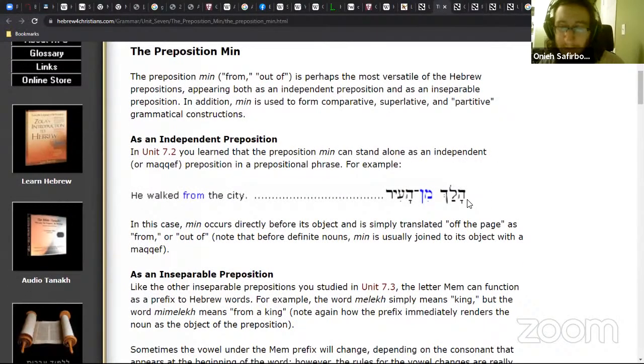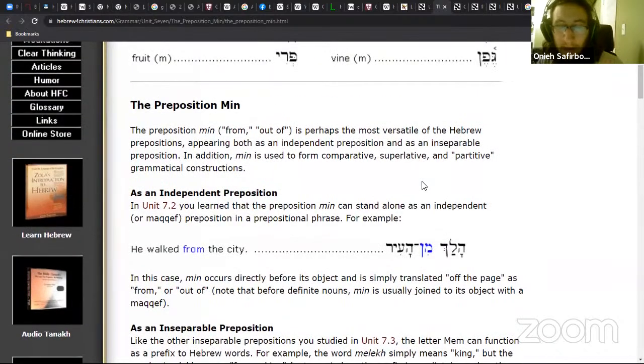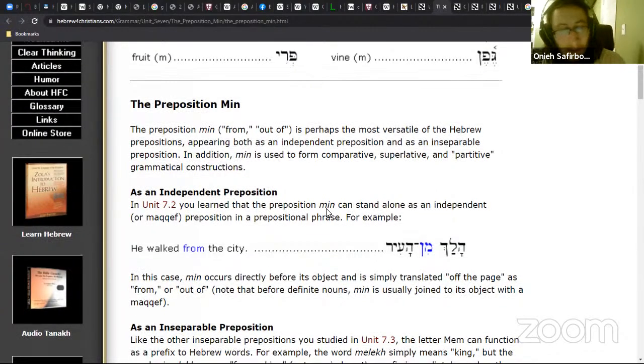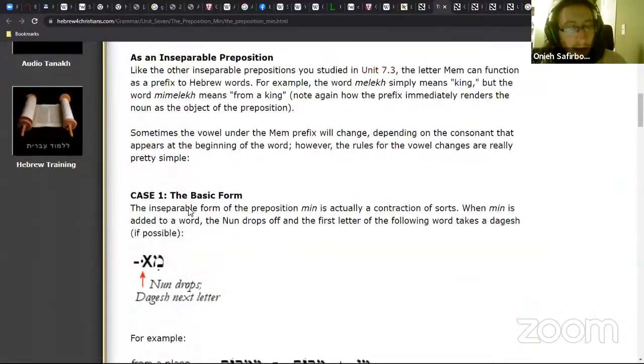So if you're saying from, you went from the house, or you went from house, originally it was min bayit, but because the N becomes soft and silent, you don't hear it. So instead of min, it's mi-bayit. Okay.